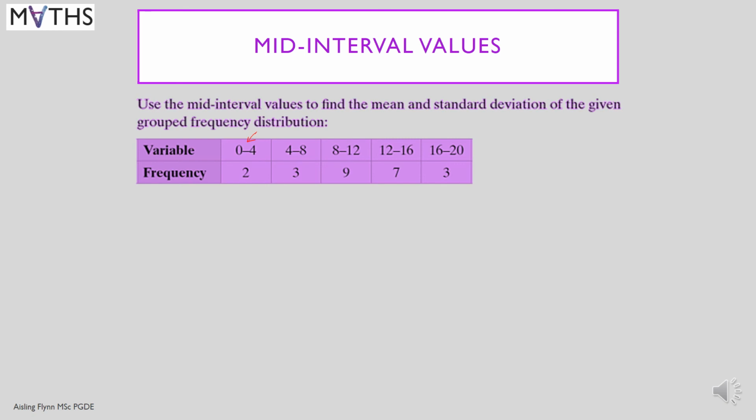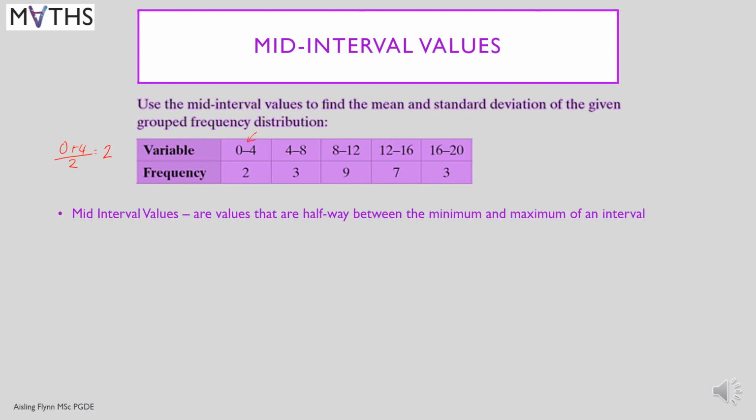So remember, how do you get the mean? You add up, so 0 plus 4 and divide by 2. So you get 2 as the mid-interval value there. Mid-interval values are values that are halfway between the minimum and the maximum of an interval. Okay, the table above becomes this.